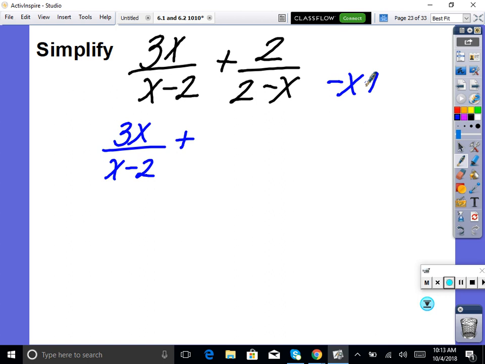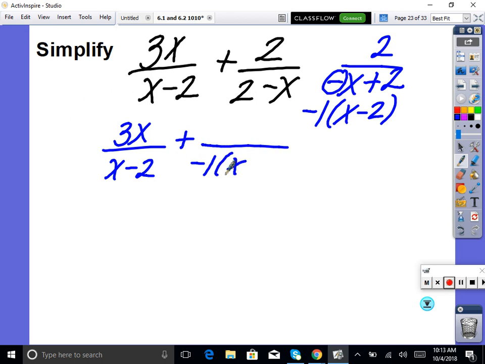Isn't that negative x plus 2? Now, is that considered factored? No. What do we do if we have a negative in front? Pull it out, and then left would be x minus 2. True? So I have plus, and now on bottom I have negative 1 times x minus 2, and then on top I have a 2. Now there's two ways to continue.